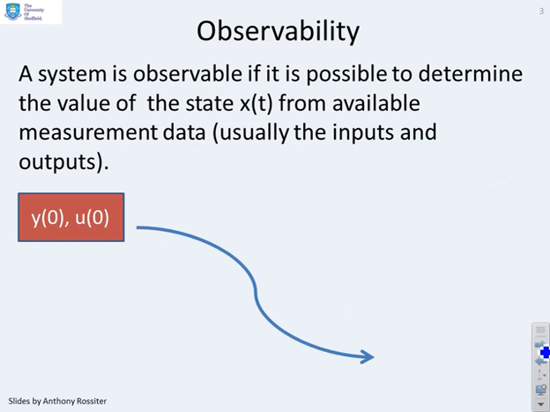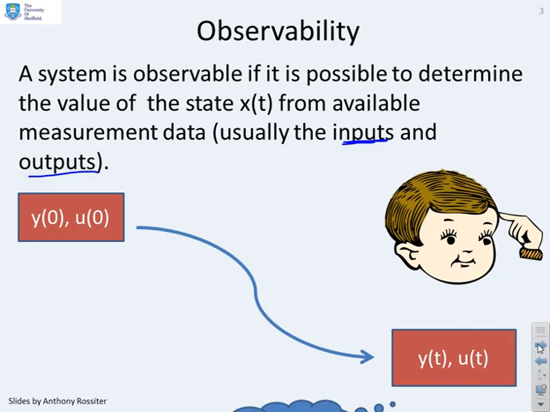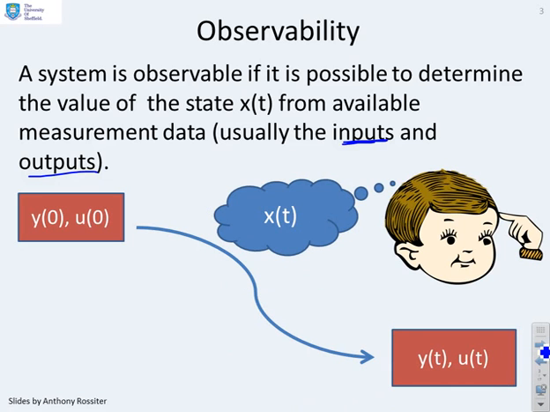Reminder then of what observability is. So a system is observable if it's possible to determine the value of the state x of t from available measurement data. Now, the available measurement data is usually the inputs and the outputs. So you can imagine you've got the inputs and the outputs over some time span, so y0 to yt, u0 to ut. So if you've got all this information about the inputs and the outputs, can you use that to determine what the underlying x of t is?